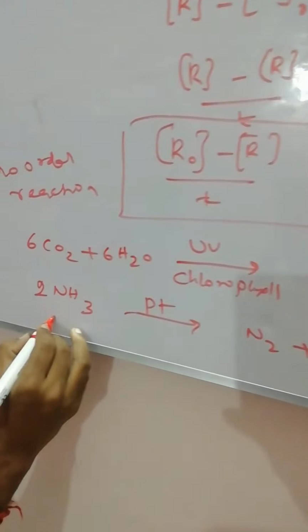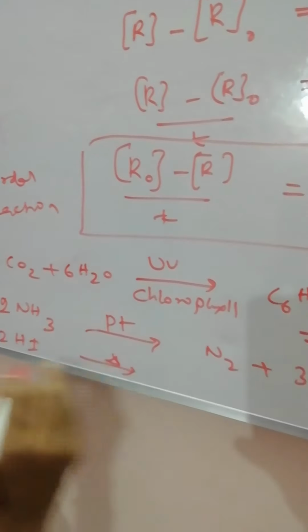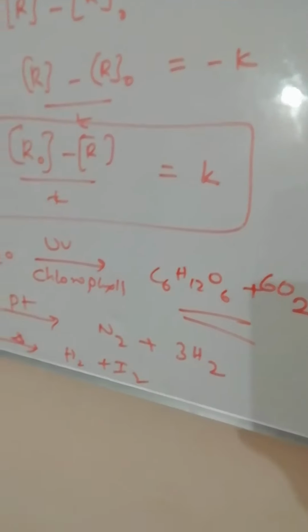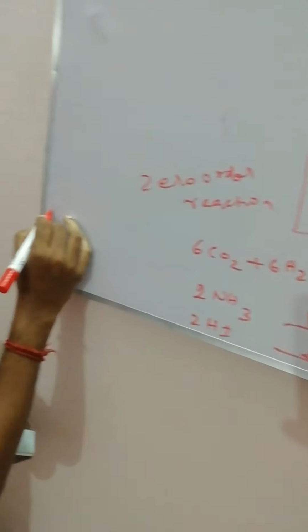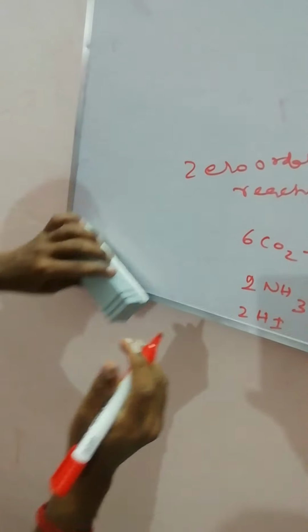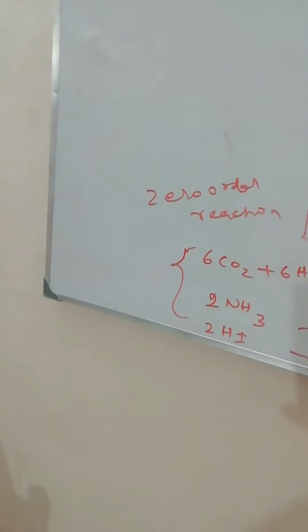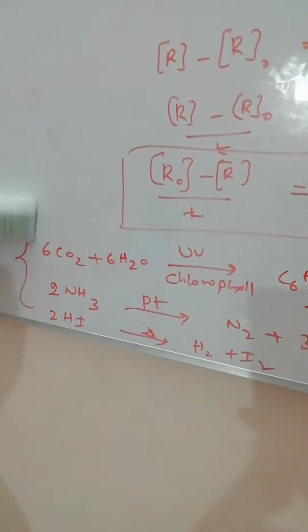Next one is the thermal decomposition of hydrogen iodide. It depends upon heat, not the reactant. So it gives H2 plus I2. One more example is the decomposition reaction of N2O5, that is a first order reaction. So these are the examples of decomposition reactions that are zero order reactions.